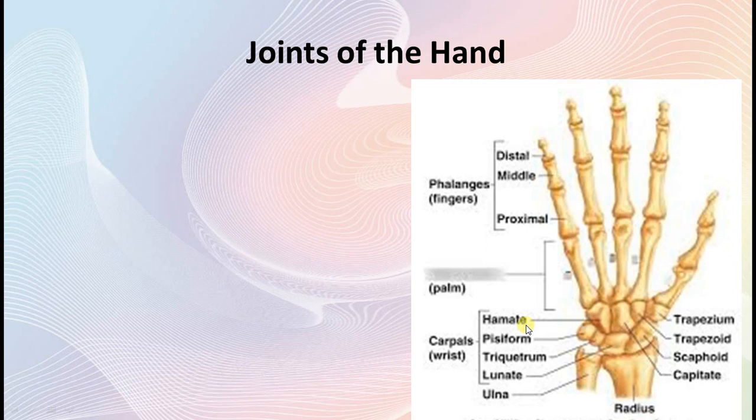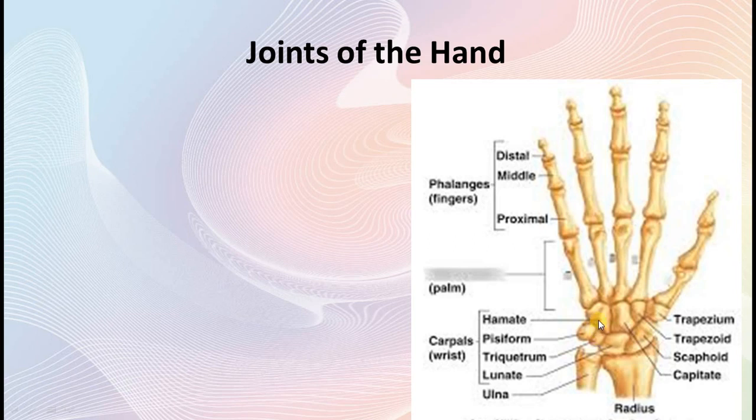Now coming to the joints of the hand. Here we have seen the wrist joint between the lower part of the radius, ulna, and the proximal row of carpal bones. Then the midcarpal joints, where some movements take place, flexion and abduction, whereas adduction and extension take place around the wrist joint.